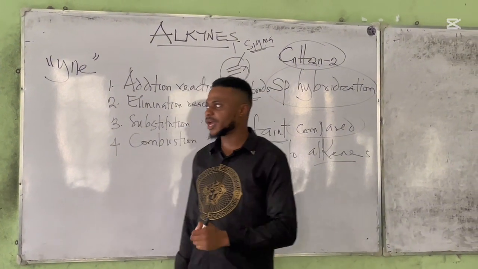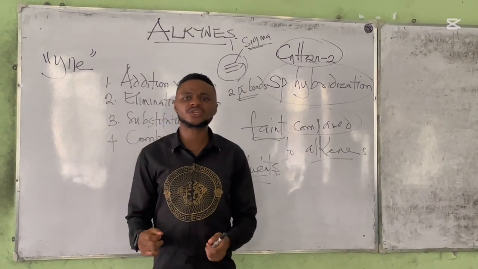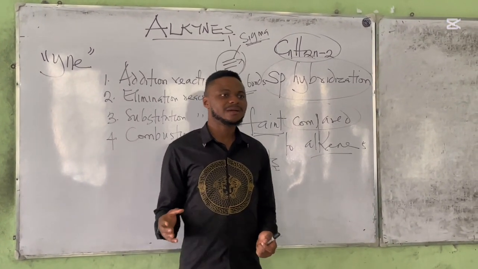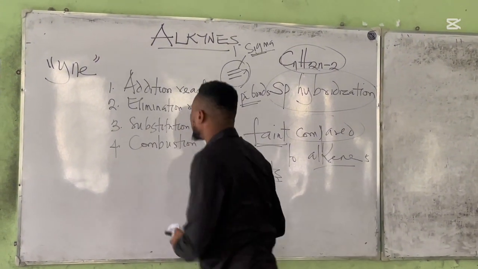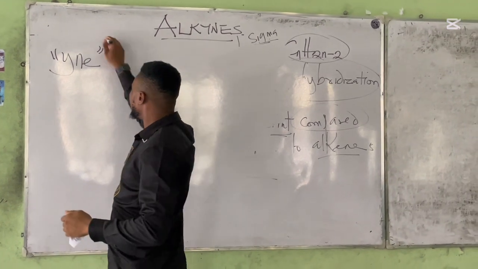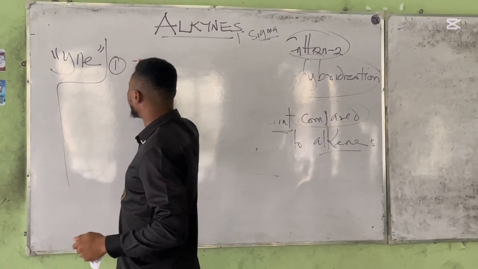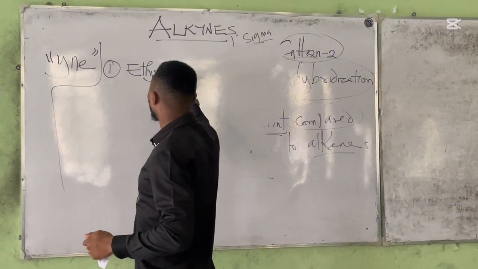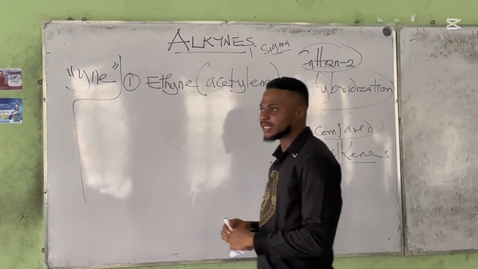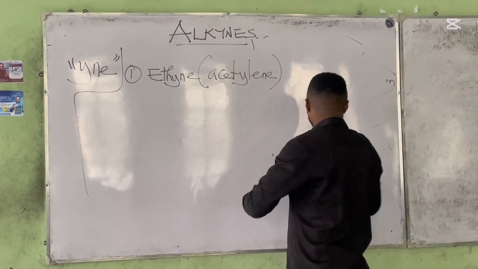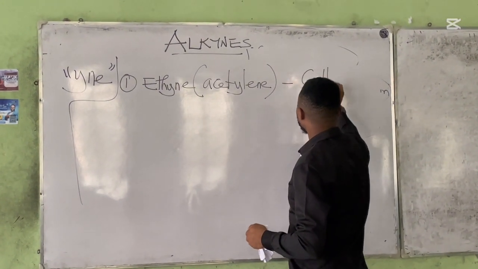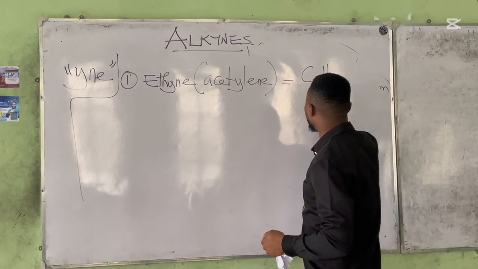Alright, let us proceed. Please write the first few members of the alkyne series. The first member of the alkyne series is called ethyne. Ethyne is also known as acetylene. It is a hydrocarbon that has the molecular formula C2H2. Now let me explain how this C2H2 came about.